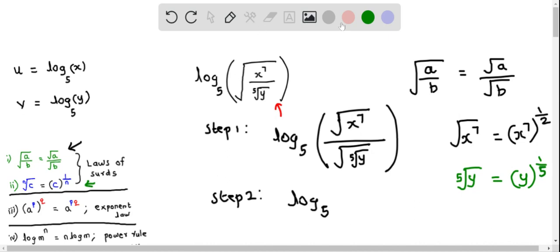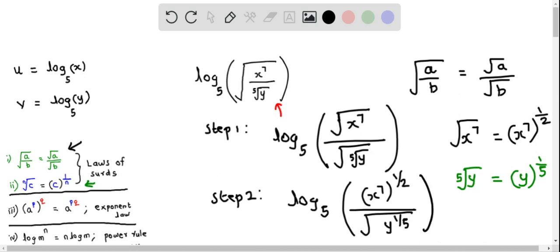So therefore, let's write down here. We will have inside the brackets x raised to the power of 7 under the root, written as x raised to the power of 7 raised to the power of 1 by 2, over this fifth root of y, written as y raised to the power of 1 by 5. So this completes our step 2.